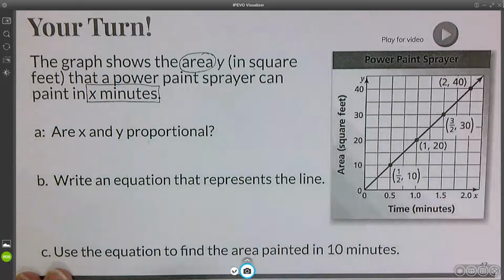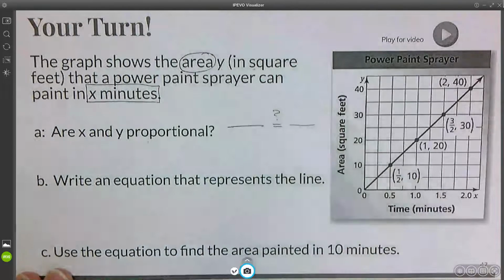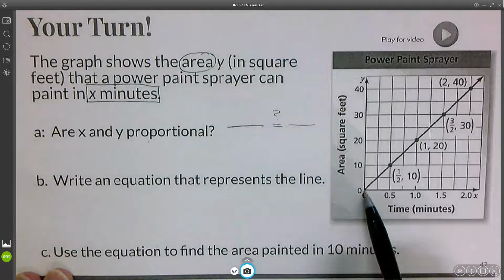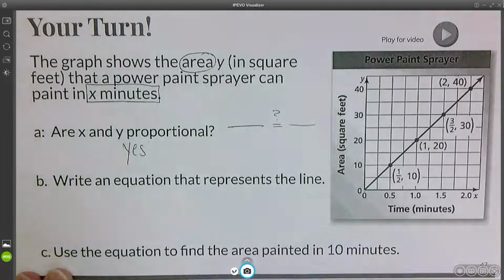I can find that out a number of ways. I can take any one of these, or any two of them, and set them up into a proportion and check if they're equal. But quicker and much easier is checking the line and seeing if it runs through the origin of 0, 0. And it does, so immediately I know that these are proportional.